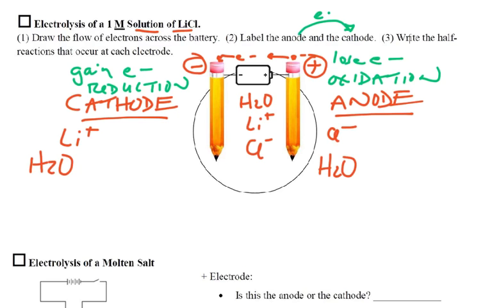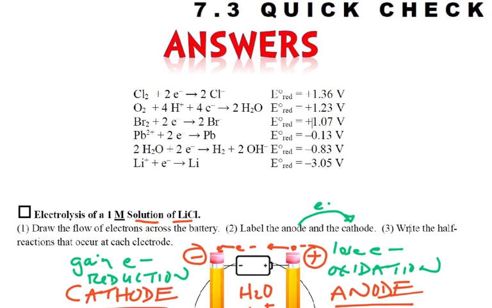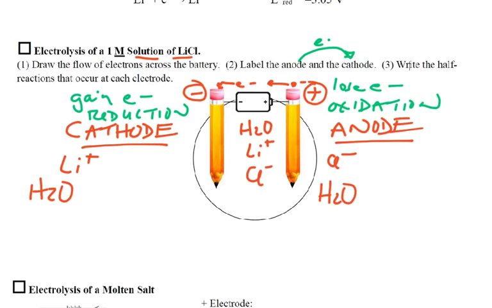So we have to say, okay, we want to do reduction. Now reduction, we look up here. If I want to do reduction, these are all written as reductions. There's lithium being reduced, and here's water being reduced. So these are the two equations that we're going to see. Lithium could pick up an electron and become lithium metal. Water, it turns out, could pick up 2 electrons and become hydrogen gas and 2 OH minuses.